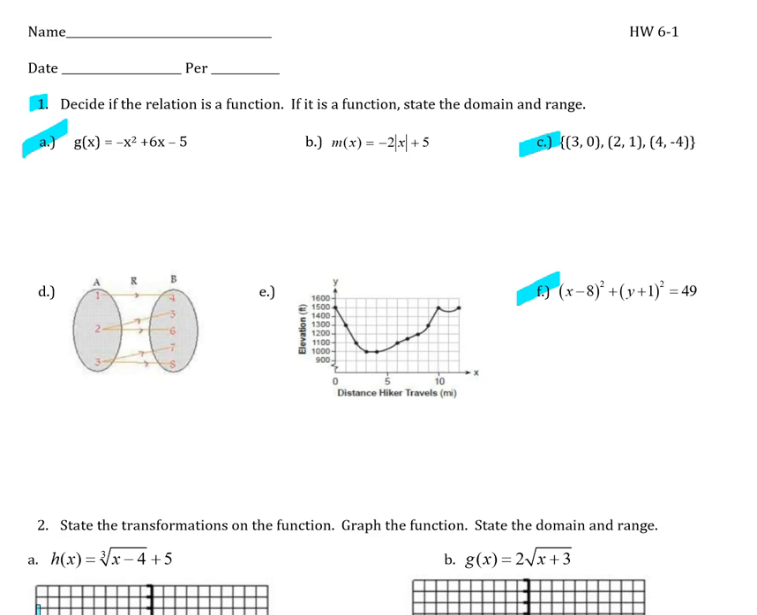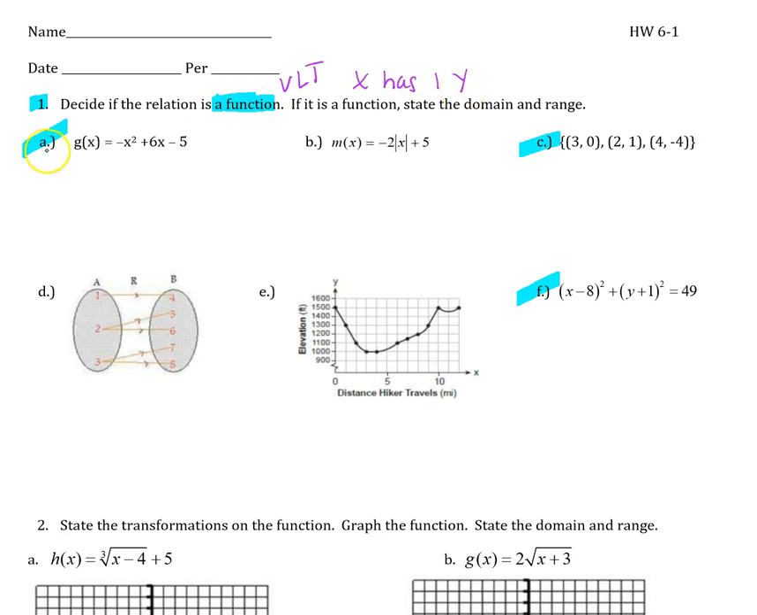So I'm just going to go in the right order, starting with homework 1. Does that make sense? Starting at the top here, I have to decide if each relation is a function. When we're talking about something being a function, that means it passes what we call the vertical line test. This also means that every x has only one y.